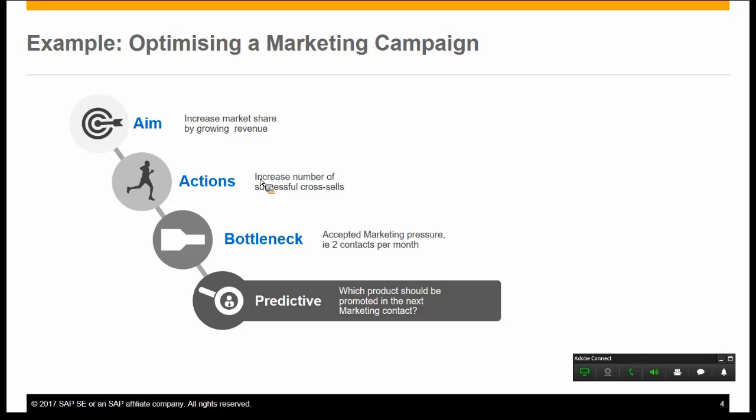And there, that bottleneck very often can be the marketing pressure that a customer is likely to accept. So you might define that for a typical customer, you only want to get in touch twice a month, maybe by email, maybe by telephone, maybe other channels. But very often, if you send too much information, people get overloaded, maybe annoyed. If you don't send enough information, people think you don't care. So in this case, imagine you only want to have 2 contacts a month, which is that bottleneck.